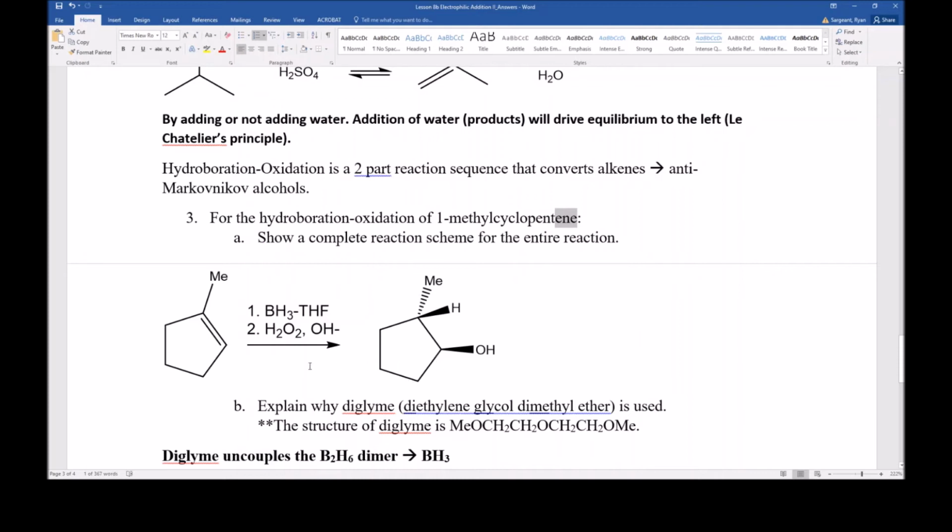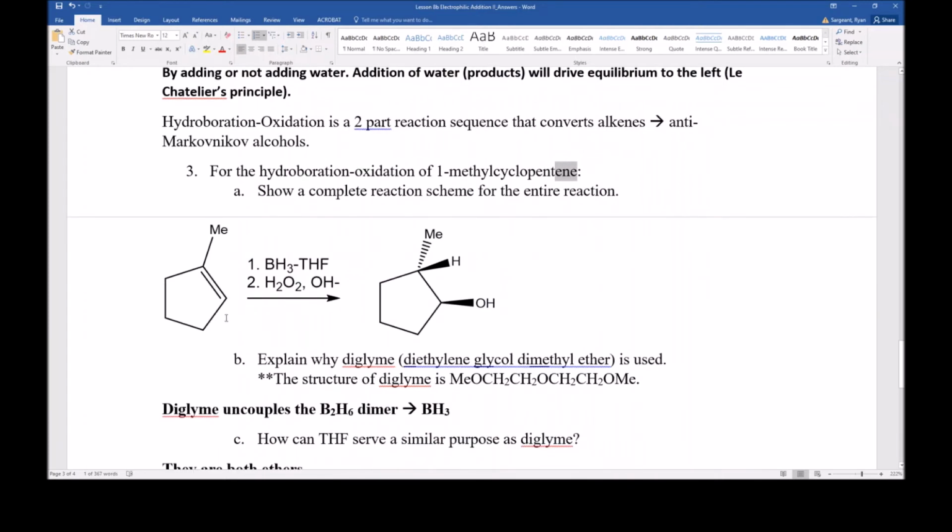The syn addition tells me, and this really only applies to ring systems where they can't undergo free rotation, that in the hydration, meaning I'm adding a water across the alkene, and water contains a hydrogen, an oxygen, and a hydrogen, so this is my water split across that alkene, both the hydrogen and the OH group end up being added to the same face of the molecule.